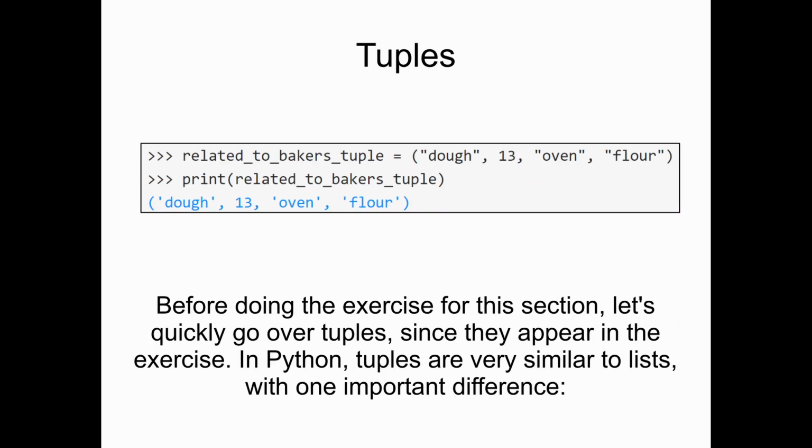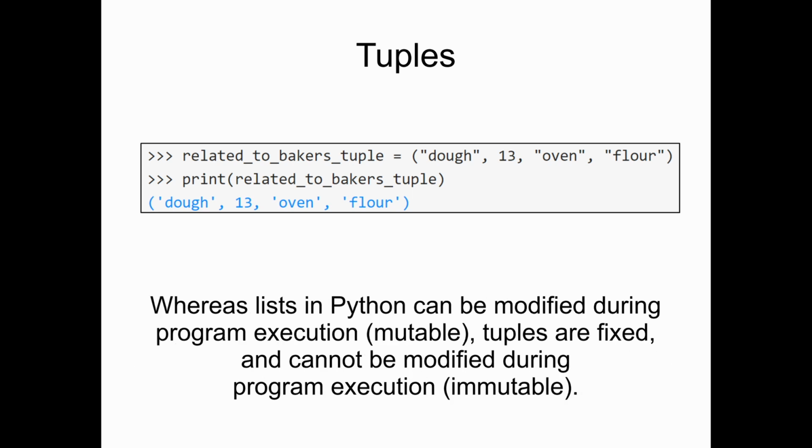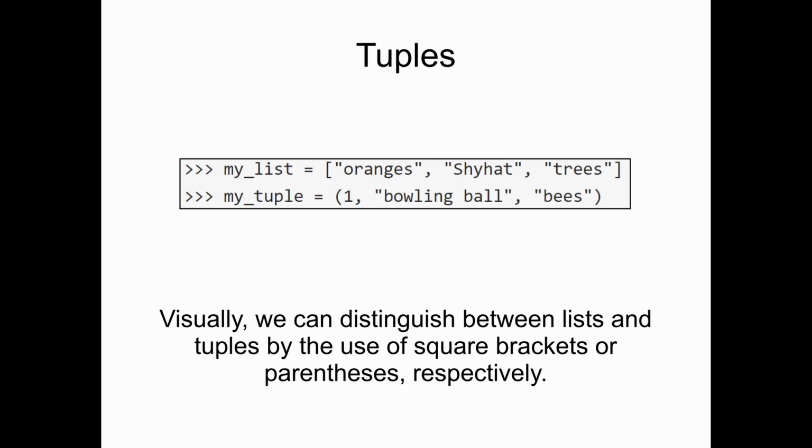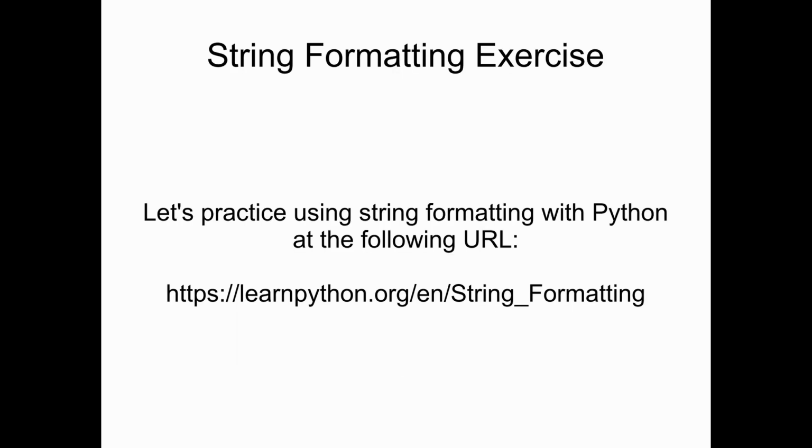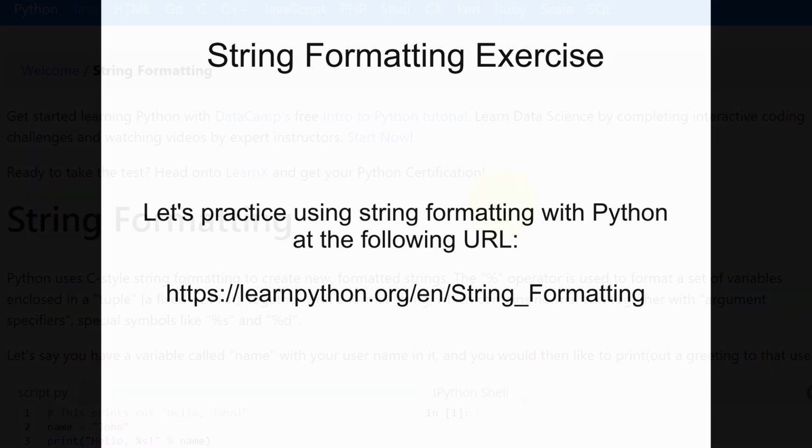Before doing the exercise for this section, let's quickly go over tuples, since they appear in this exercise. In Python, tuples are very similar to lists, with one important difference. Whereas lists in Python can be modified during program execution, tuples are fixed and cannot be modified during program execution. Visually, we can distinguish between lists and tuples by the use of square brackets or parentheses, respectively. Let's practice using string formatting with Python at the following URL.